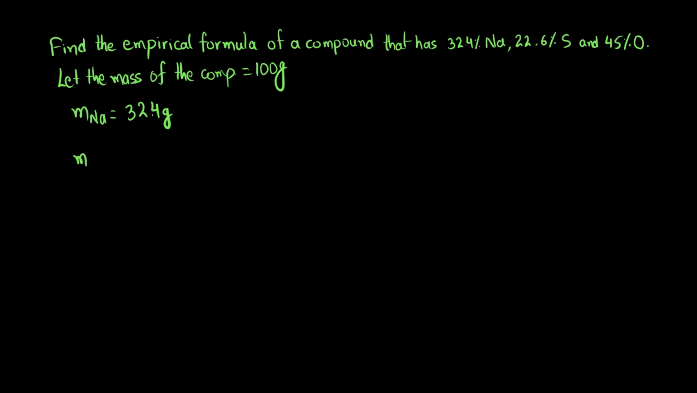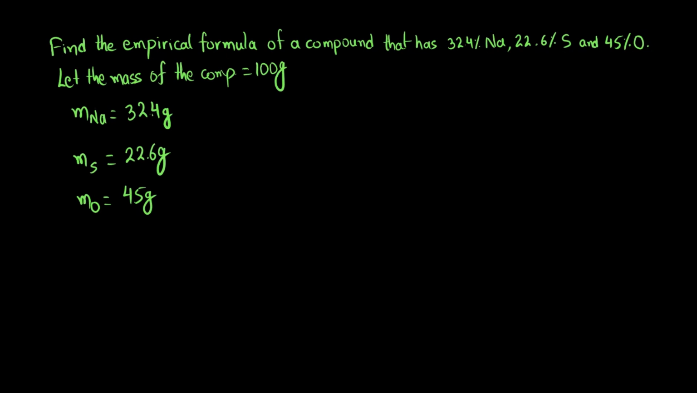Mass of sulfur would be 22.6% of 100 grams, which is 22.6 grams. And the mass of oxygen would be 45 grams. So this would be your first step. Find the masses of all the elements.